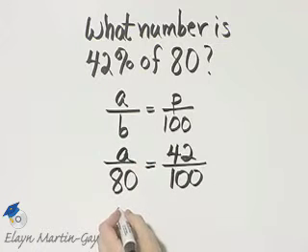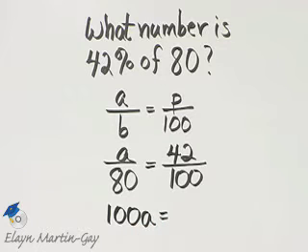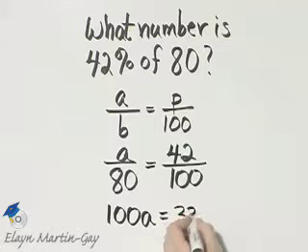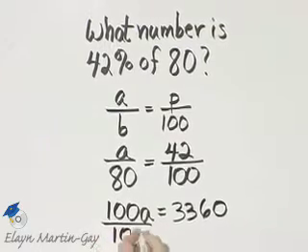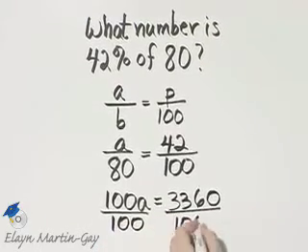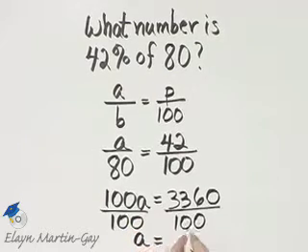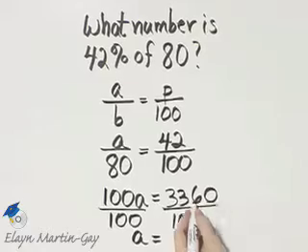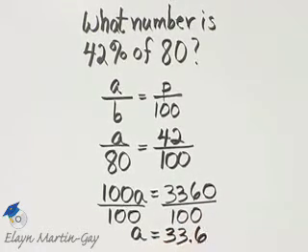A times 100, that is 100A, is equal to 42 times 80, that will be 3,360. And then I'll solve for A by dividing both sides by the coefficient of A, which is 100. And notice what happens then. I have 1A, or simply A, is equal to, if you divide by 100, you move the decimal point 2 places to the left, 33 and 6/10. That is your unknown amount.